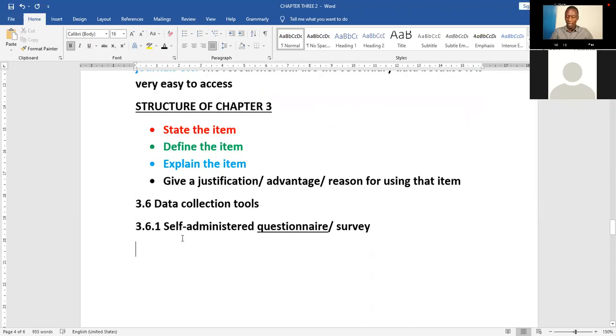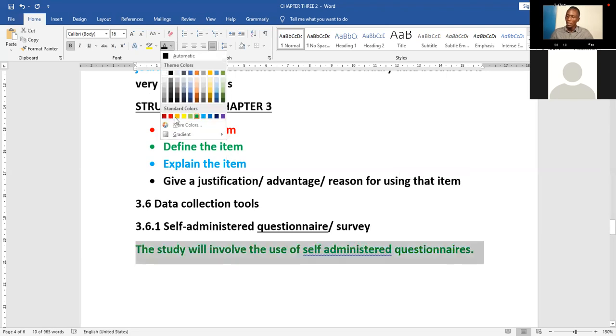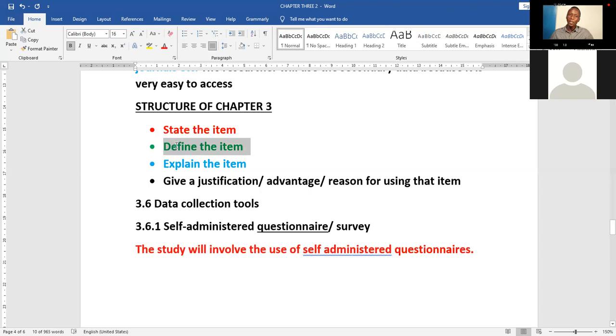How? By saying that the study will involve the use of self-administered questionnaires. That means that we have stated the item. Now I can put this one in red because that is stating the item. Then what is next? The next thing is defining the item.